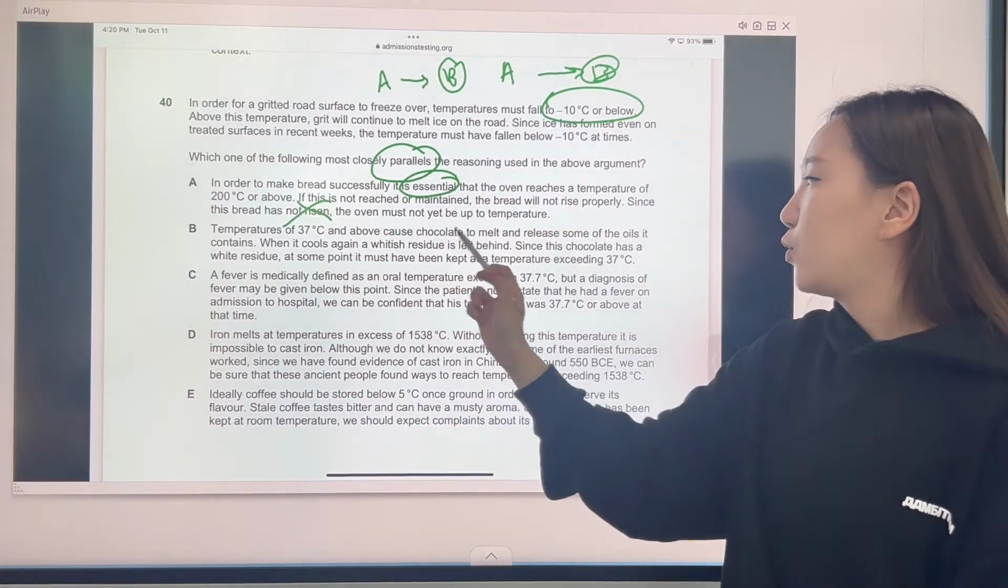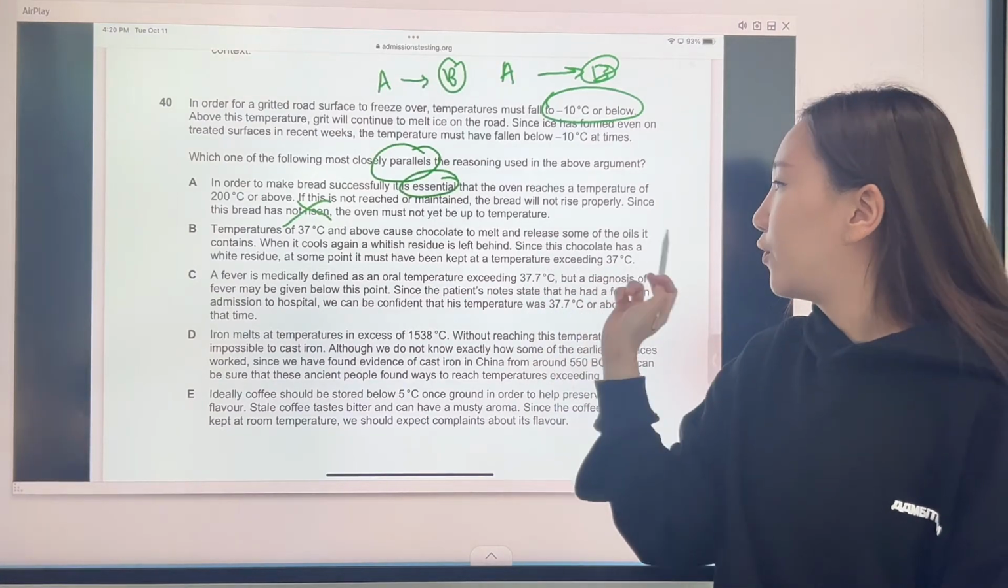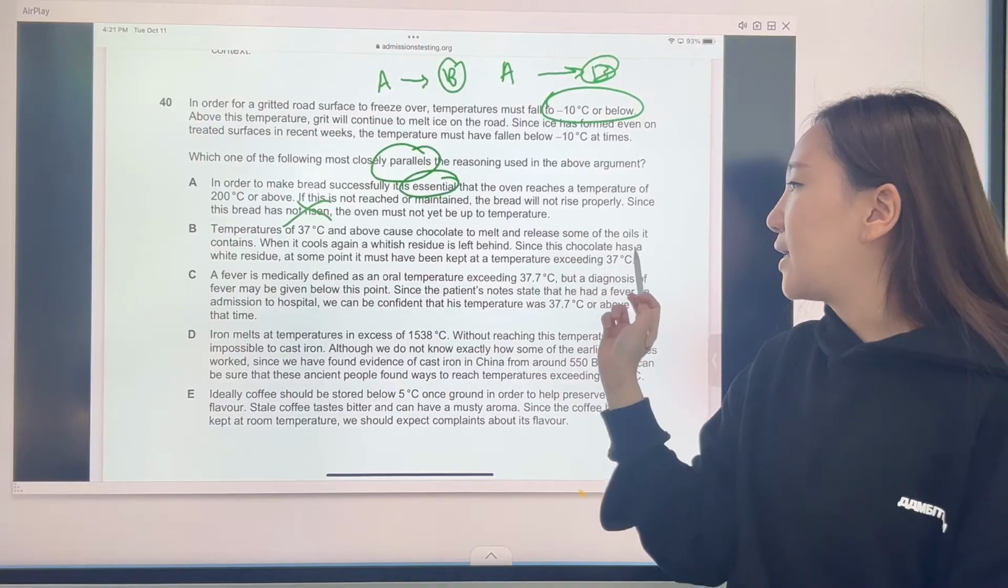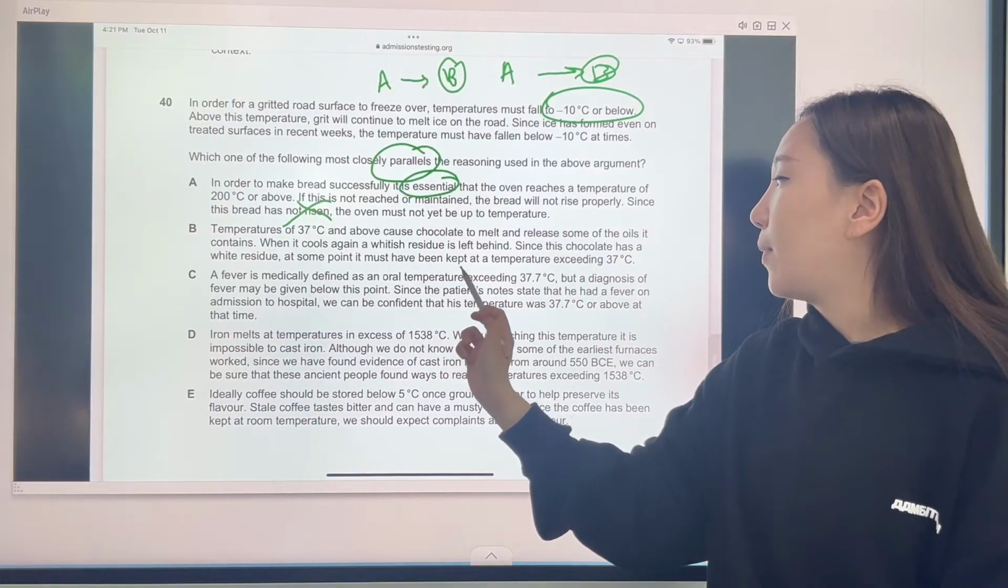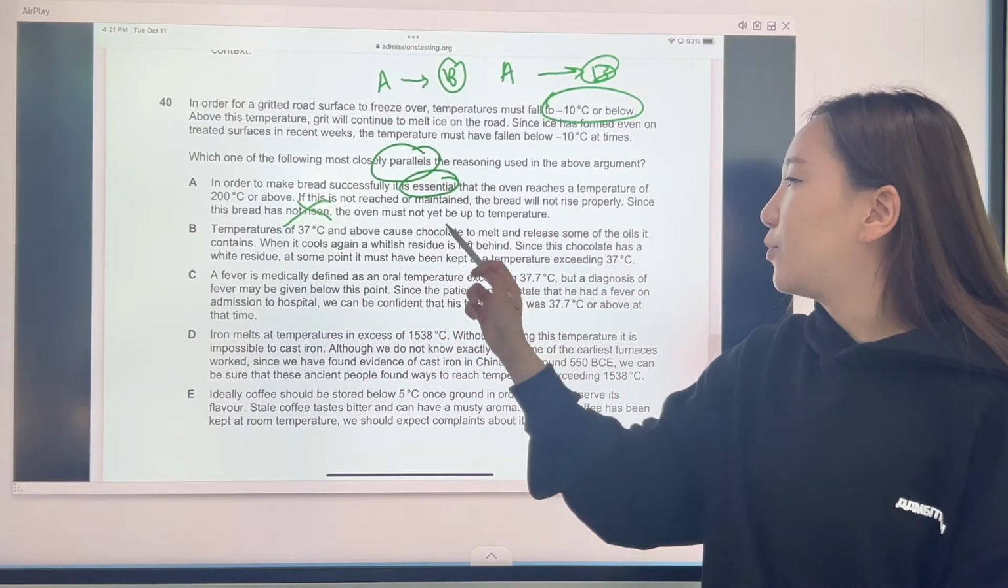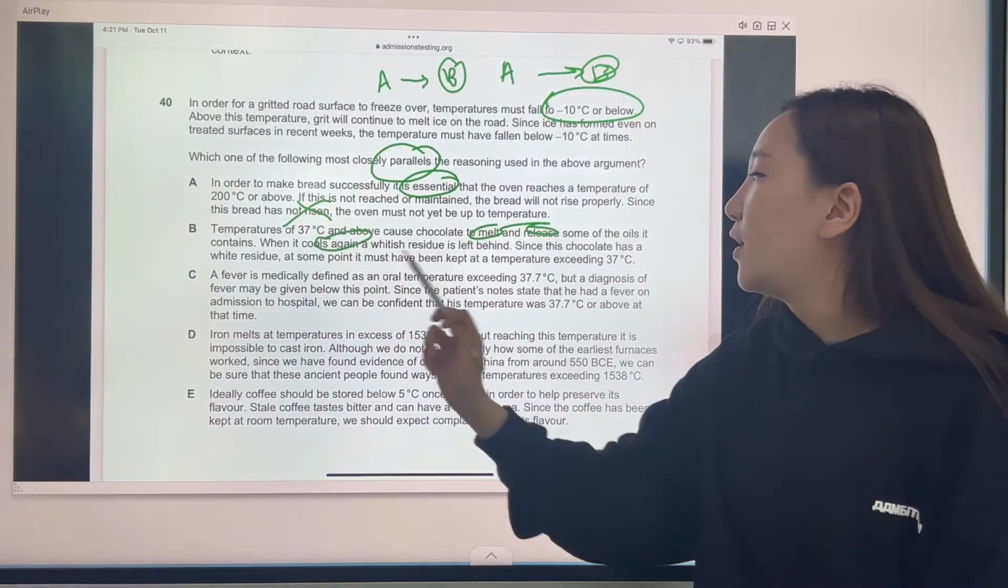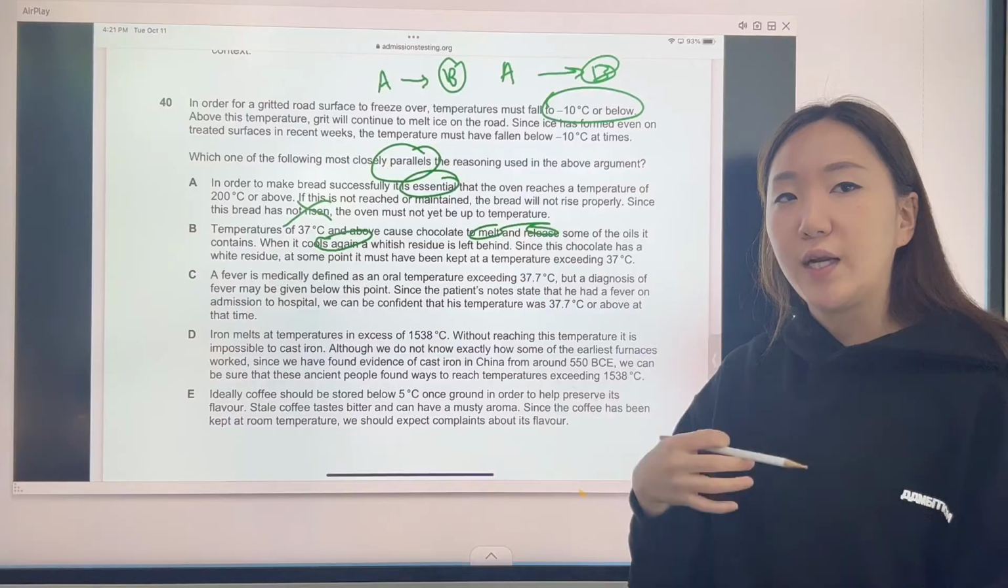Temperatures at 37 cause chocolate to melt and release some of the oils. When it cools, whitish residue is left behind. Since it has a whitish residue, at some point it must have been kept. Almost, but there's too many steps here really. You've got the melting, the releasing, and then the cooling again. We want more of a direct relationship between A and B.